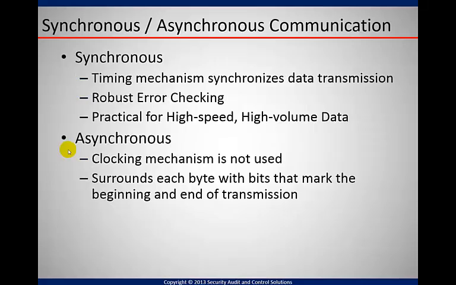Synchronous and asynchronous communication: if it's synchronous, a timing mechanism synchronizes data transmission. It has robust error checking and is practical for high speed and high data volume. Asynchronous means a clocking mechanism is not used, and the way it communicates, it will surround each byte with bits that mark the beginning and the end of transmission.